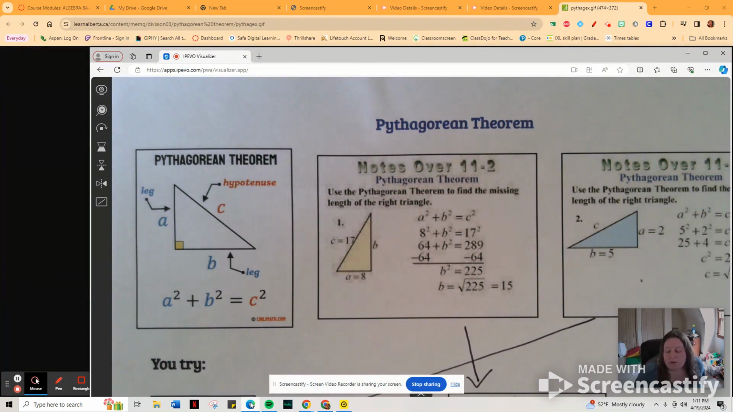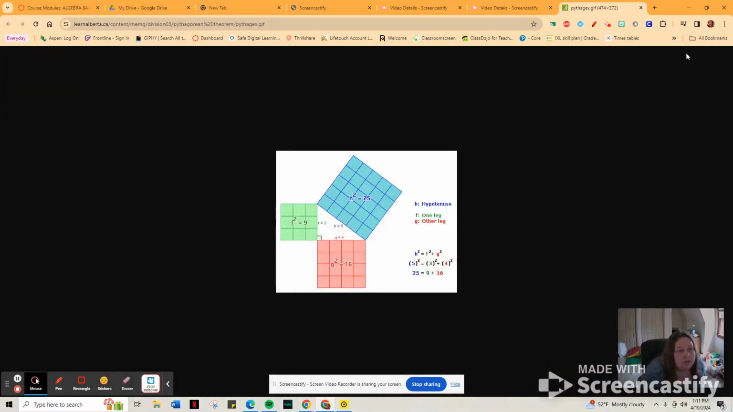So make sure you have your packet out so you can copy down the examples as we go through them. Before we dive into the packet, though, I want to show you a visual to explain the Pythagorean theorem.